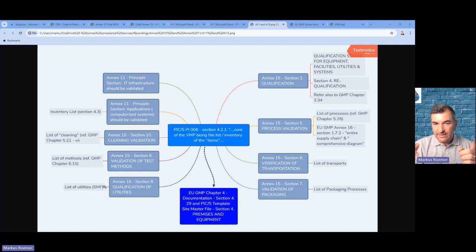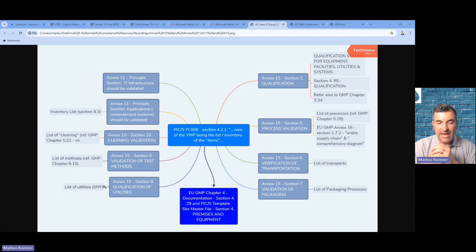Okay, and let's go back to PIC/S PI 006, section: core of the VMP, the validation master plan, being the list or inventory of the items. So you define what your items are, and then you see it here quite well. That goes down to European GMP Chapter 4, documentation requirements, Section 4.